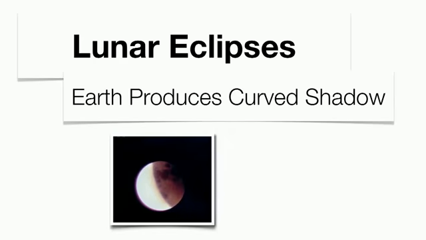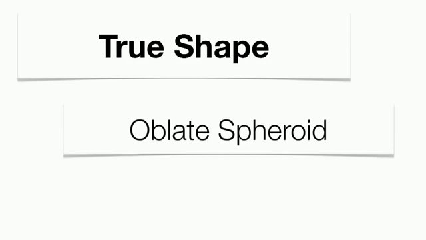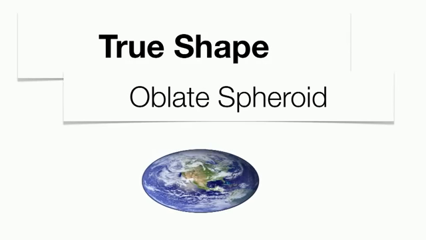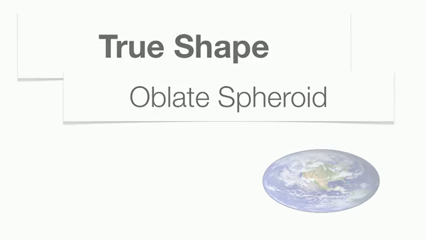Now there are two shapes of the Earth that we need to identify. The first one is what we call an oblate spheroid. Basically, because of Earth's rotation, the Earth flattens at the poles and bulges at the equator. This is the true shape of the Earth. You compare that with the apparent shape, basically what the Earth appears to look like. It appears to look like a perfect circle.